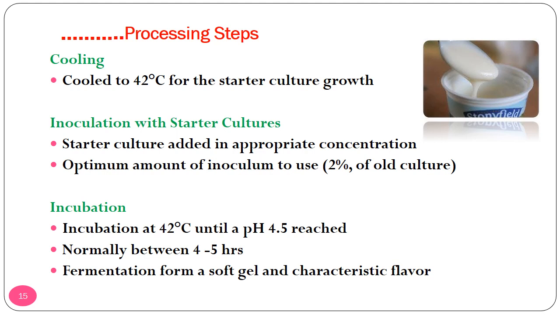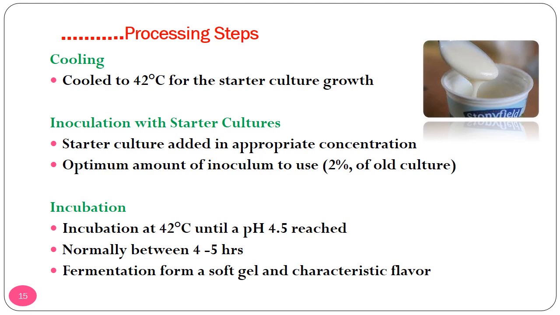Now the milk is cooled to 42 degrees Celsius for starter culture. So here the inoculation is done with the starter culture. The starter culture is added in appropriate concentration. Nowadays there are specific dried powder form cultures available. So we need to add it as per the concentration of the organism, as per the instruction of the producers or manufacturers. Sometime we can use the old culture. In that case, around 2% of the culture is optimum.